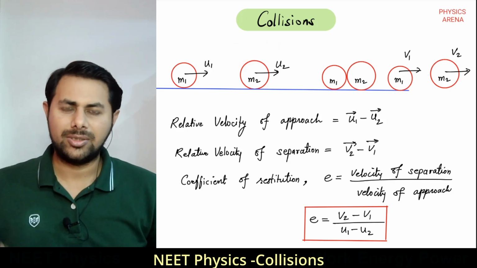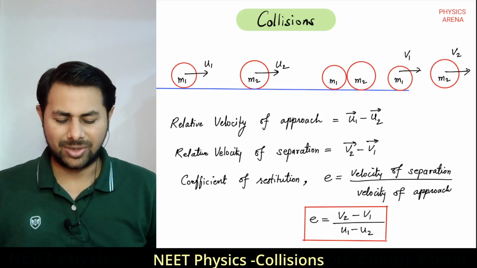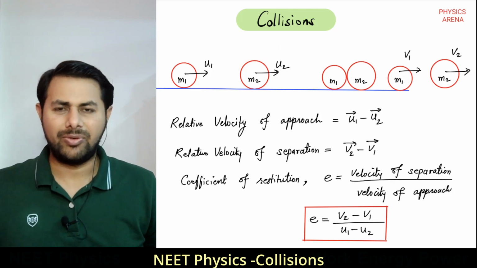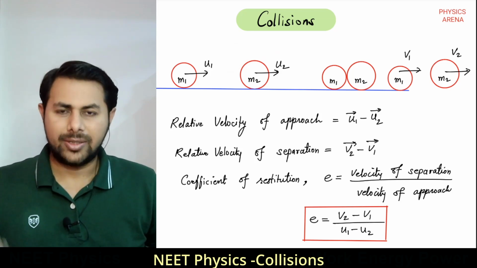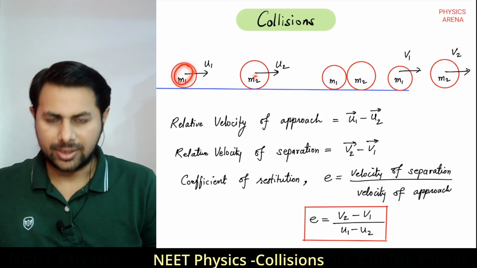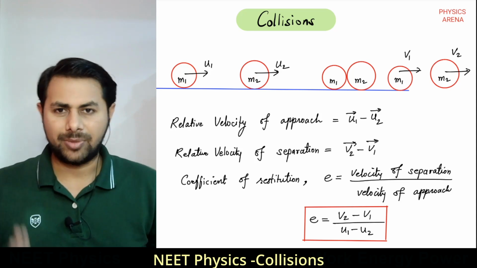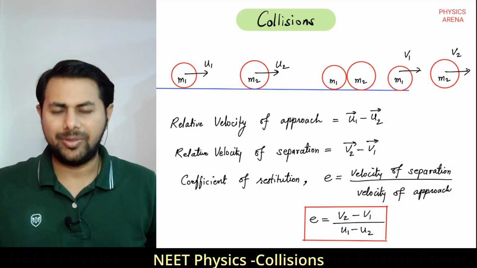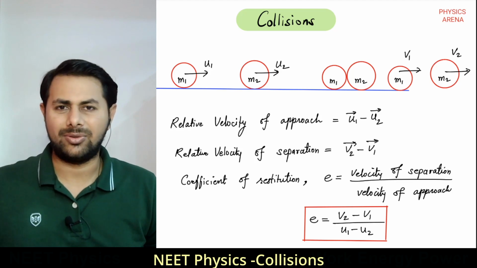Now momentum is also conserved in an inelastic collision. So total momentum before collision will be equal to total momentum after the collision, but the kinetic energy is not conserved. Total kinetic energy before collision is not equal to total kinetic energy after the collision in case of inelastic collision. So that means some kinetic energy is lost in an inelastic collision.